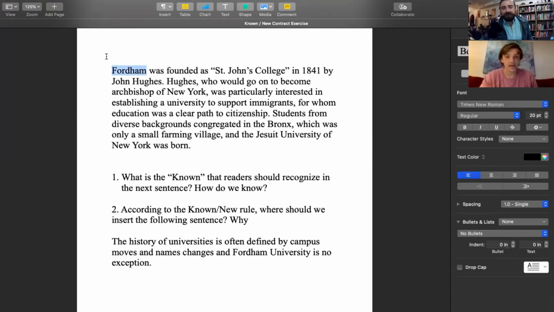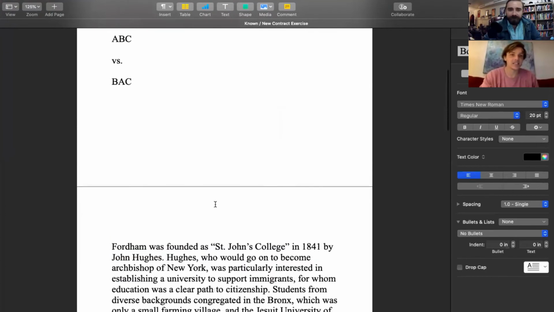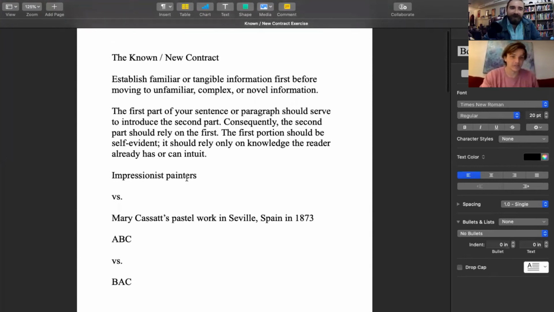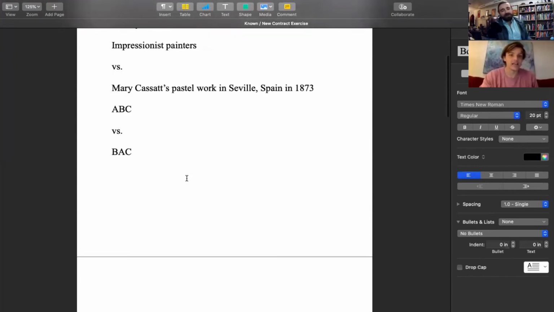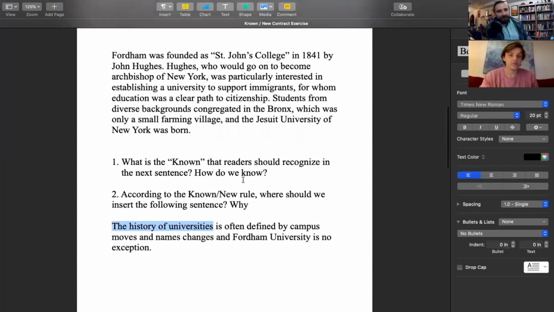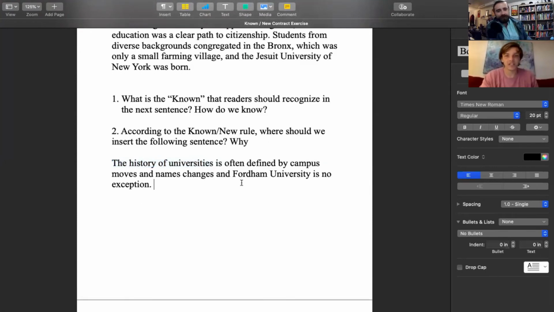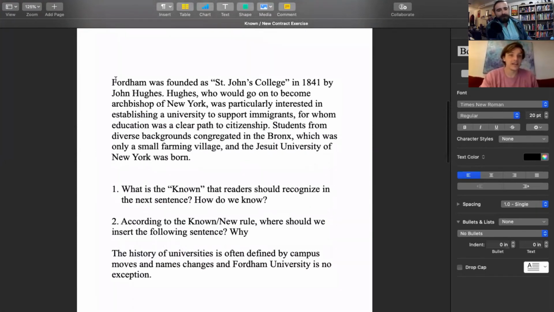Yeah, phenomenal. I agree with you. As you've said, the history of universities is sort of this general idea that we are looking at. Remember, that's Impressionism, right? Rather than Mary Cassatt. And then we're moving towards this idea of name changes and regarding Fordham. And as you've said, that perfectly sets us up for this sentence here. Very well done.